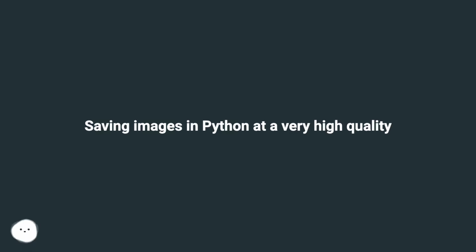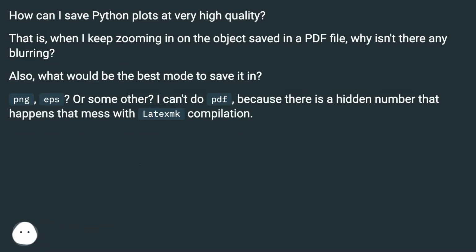Saving images in Python at a very high quality. How can I save Python plots at very high quality? That is, when I keep zooming in on the object saved in a PDF file, why isn't there any blurring? Also, what would be the best mode to save it in? PNG, EPS, or some other? I can't do PDF, because there is a hidden number that happens that mess with LaTeX compilation.